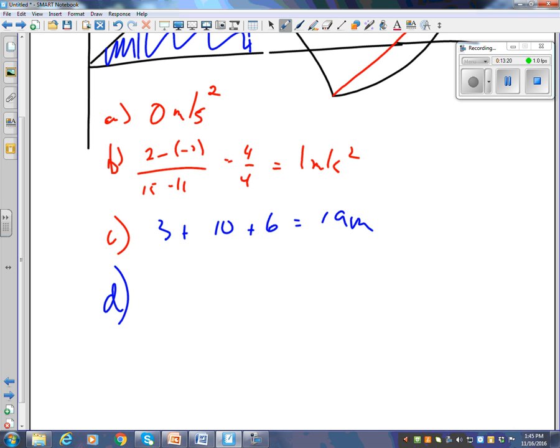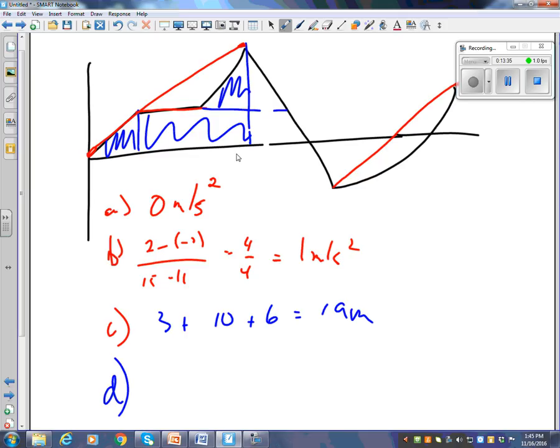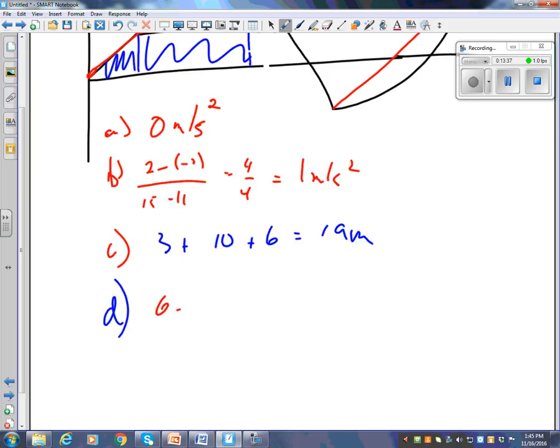D, A bar from 0 to 8. Now 0 to 8 is from here to here. You don't have to draw the line, but you can. It helps me understand what you're doing. And the answer there is the slope. So that's going to be 6 over 8 because it goes from 0 to 6, and 8 minus 0. 6 over 8, exactly 0.75 meters per second squared.